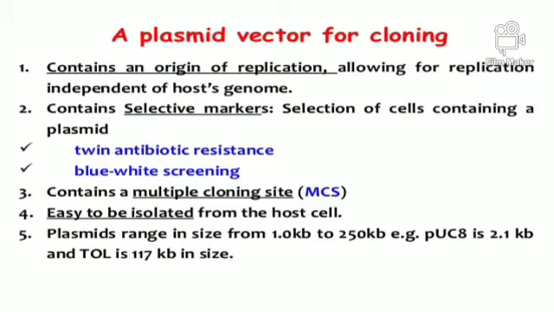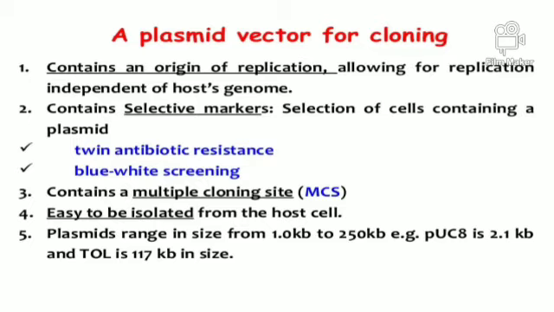Then next, plasmid vector for cloning. Why are we using this plasmid vector for cloning? It contains the origin of replication. That is a very important factor: the vector must contain the origin of replication. So the plasmid contains the origin of replication. Origin of replication means where the replication starts. That is the origin site of the replication. It is called the ORI site.